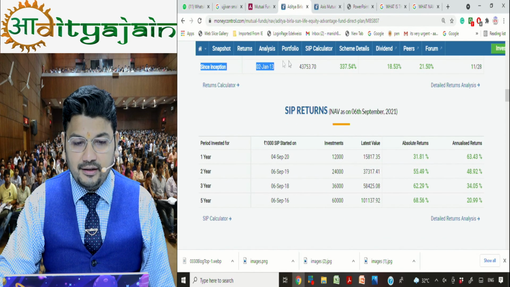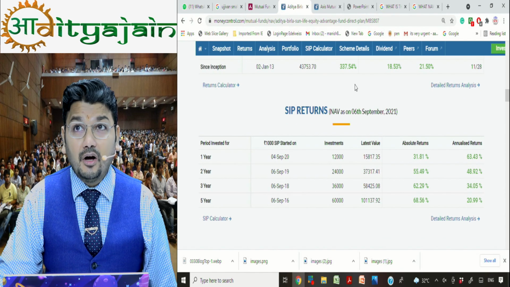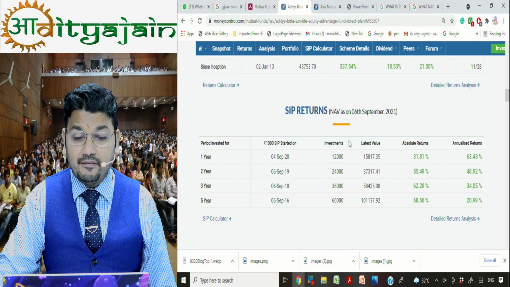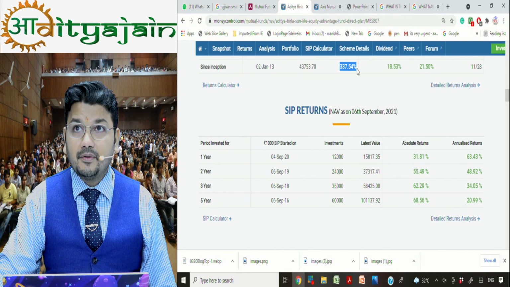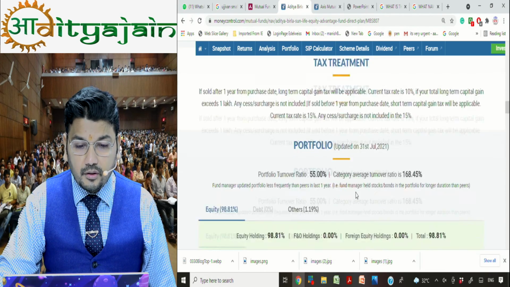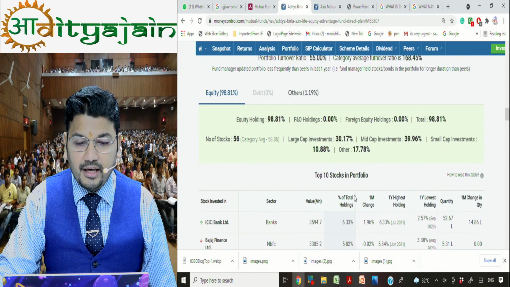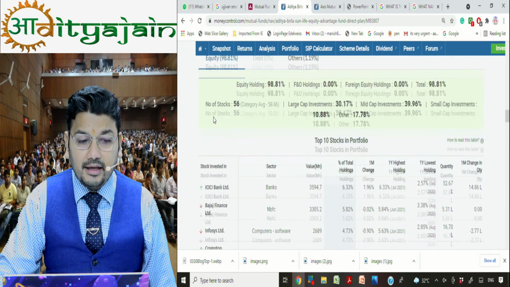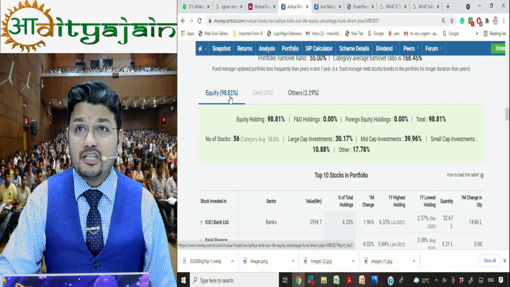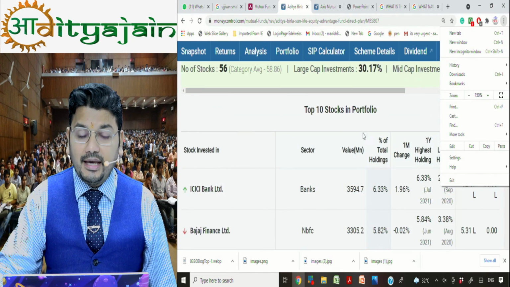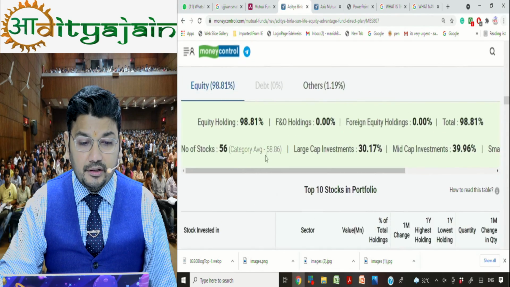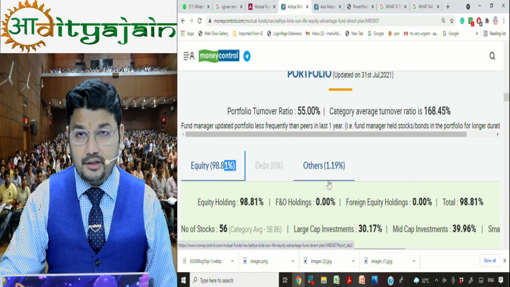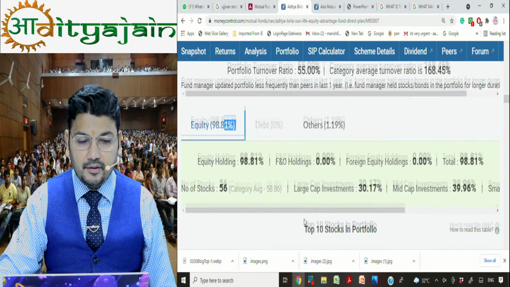Since inception, this fund has given a return of 300%. You can see 300% return they have given since inception. Fine, sir. So now let's see where my investment is going. 98% of my investment is going in equities. Means they are investing my money in equities. 98% money is going in equities. That's really very nice. Fine.